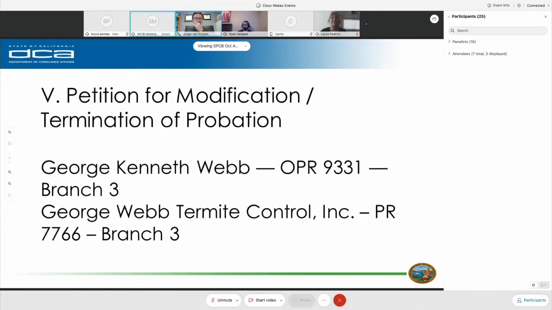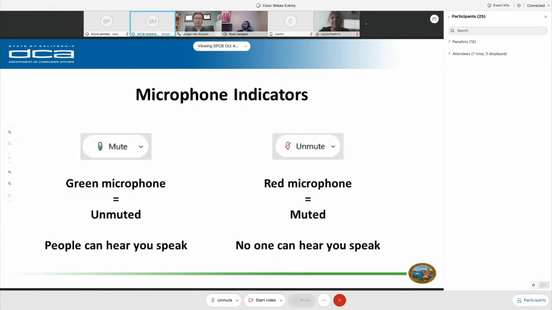I don't know if it's just me, but I'm not hearing Mr. Webb. This is the moderator. I am also not hearing Mr. Webb. Mr. Webb, if you are currently speaking, your microphone is muted. You'll need to click that microphone icon at the bottom of your WebEx screen. When it's green, that means you're unmuted, and when it's red, that means you're muted. Okay, looks like you're unmuted now.